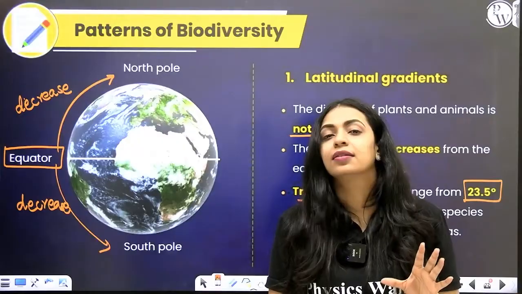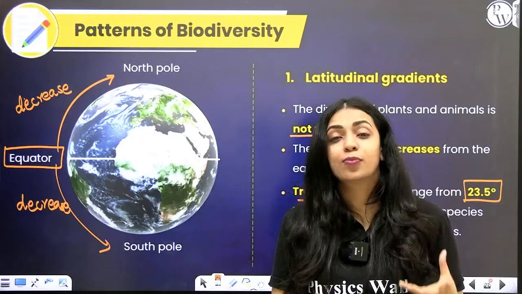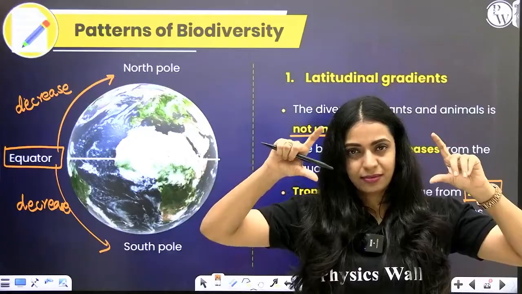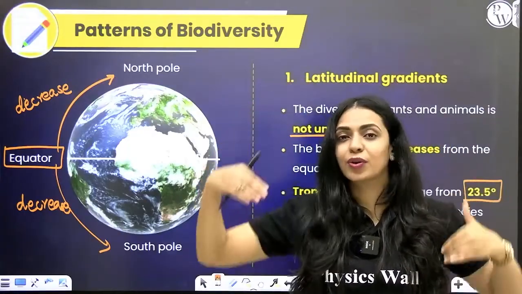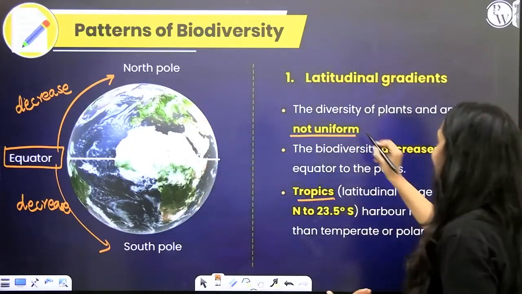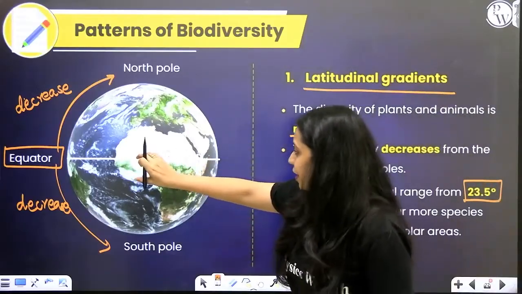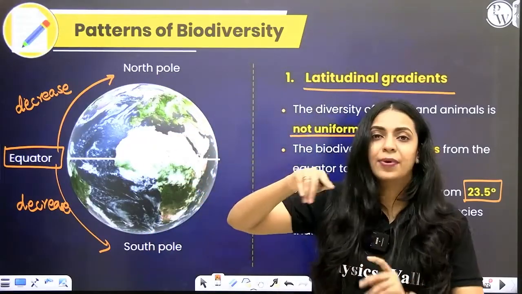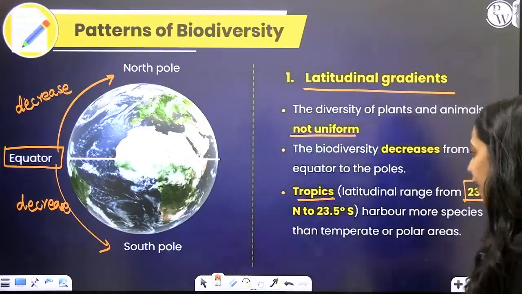So this is the pattern of biodiversity that we see in nature. Where is it more diverse? At the equator, at the tropics. Where is it less? As you move from the equator towards the poles, it's going to gradually, steadily decrease. That's called latitudinal gradient. Gradient basically means difference. You're going to see a difference in species diversity as you move from here towards either pole. Because it's happening along the latitudes, we call this latitudinal gradient.